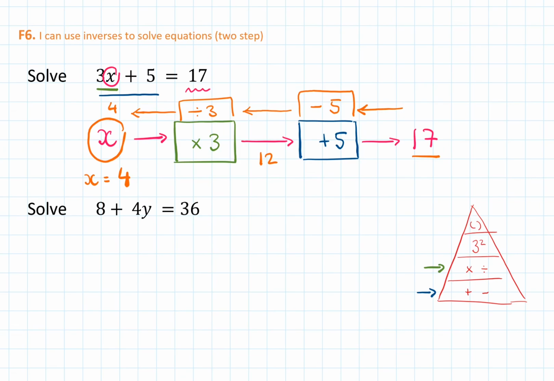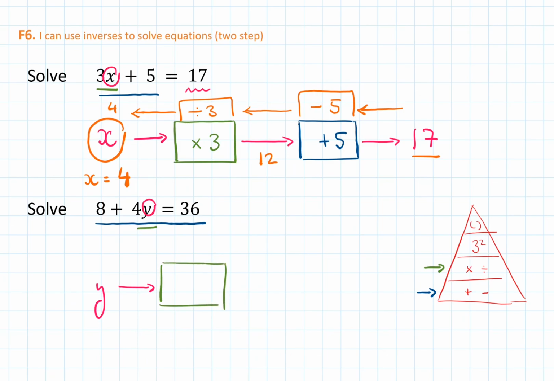So if we look at our equation, 8 + 4y = 36, we do it the same way as we did in the previous example. We're trying to find the value of y, so y will be our input into our function machine, because this is our variable. We're trying to find what is the first operation we did to the variable y. Is it adding 8 or is it multiplying by 4? Remember that according to the order of operations, multiplication comes before addition. Therefore, we did multiplying by 4 before we did adding 8.